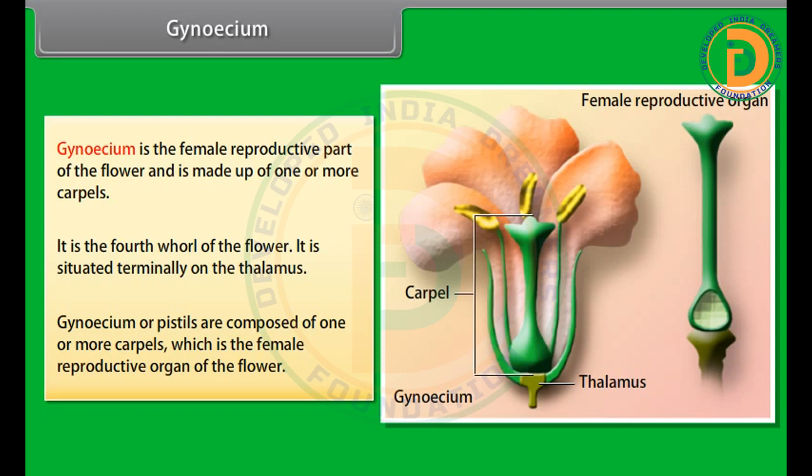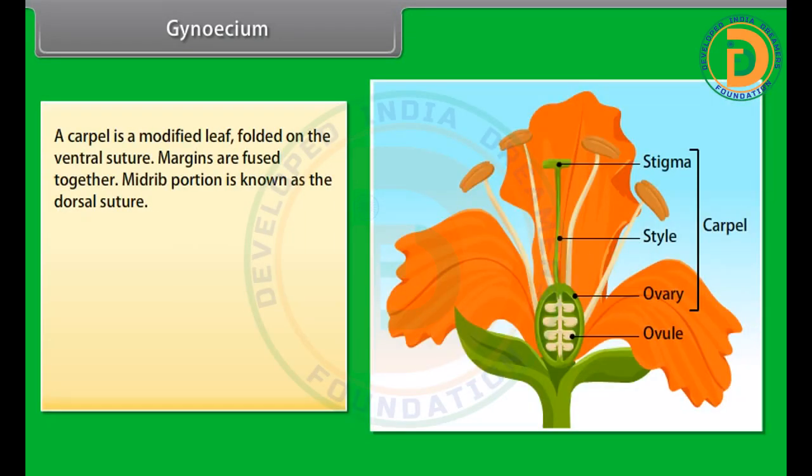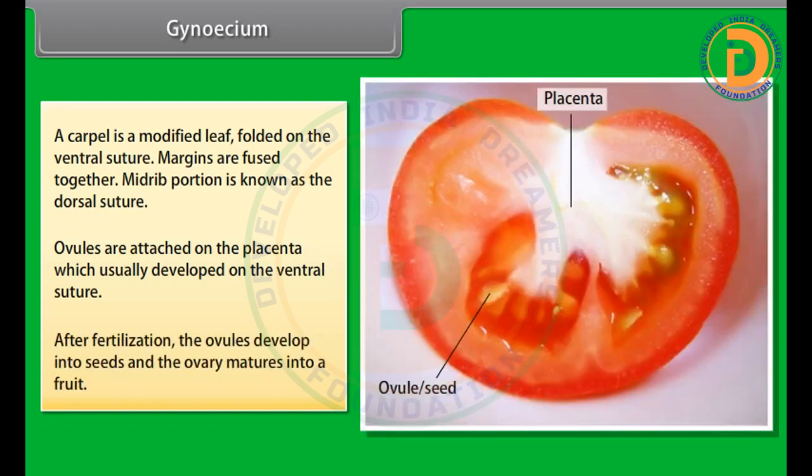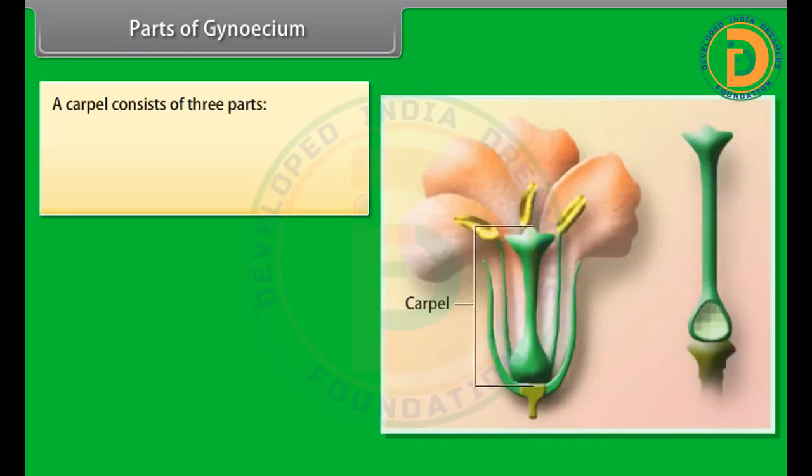Gynoecium or pistil is composed of one or more carpels, which is the female reproductive organ of the flower. A carpel is a modified leaf folded on the ventral suture. Margins are fused together. The midrib portion is known as the dorsal suture. Ovules are attached on the placenta, which usually develops on the ventral suture. After fertilization, the ovules develop into seeds and the ovary matures into a fruit. Parts of gynoecium. A carpel consists of three parts: stigma, style, ovary.